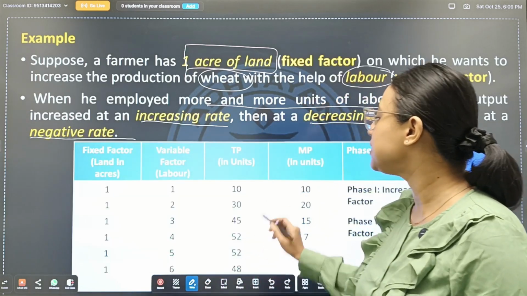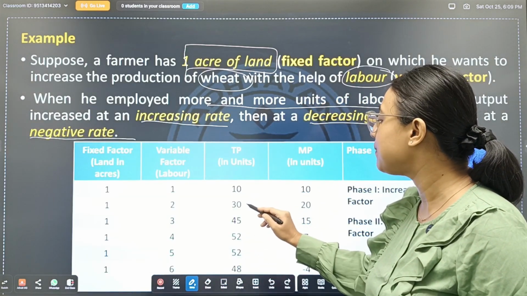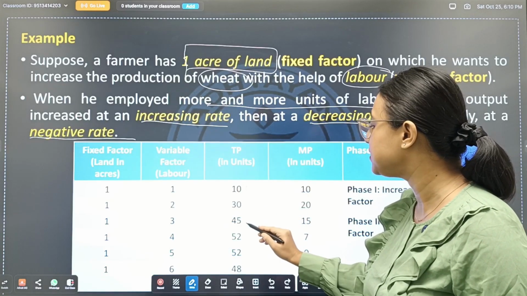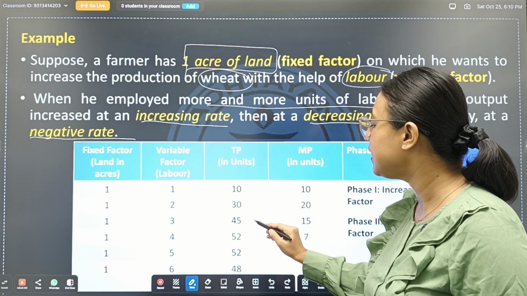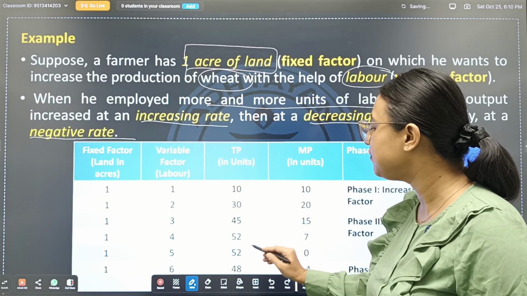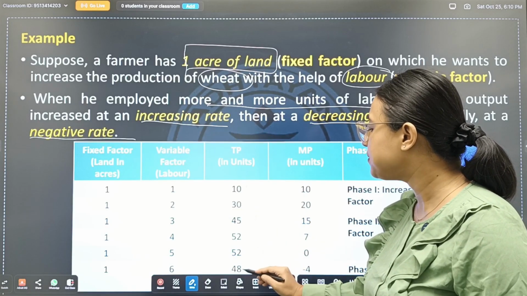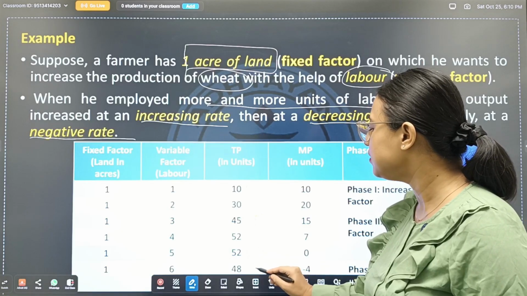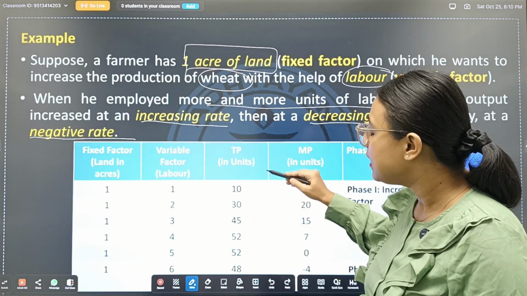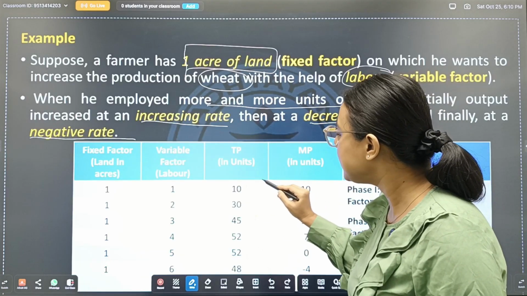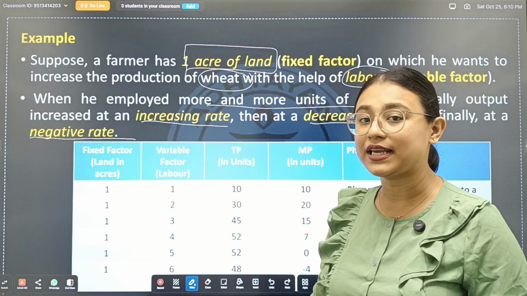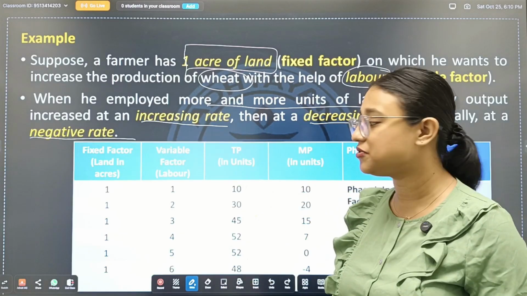If we look at the rate of increase in total product, first the total product increased by 20, then the total product increased by 15, 45 minus 30, 52 minus 45 is 7, 52 minus 52 is 0, and then 48 minus 52 is minus 4. So what do we see? The total product, from the beginning, has an increasing rate of increase.